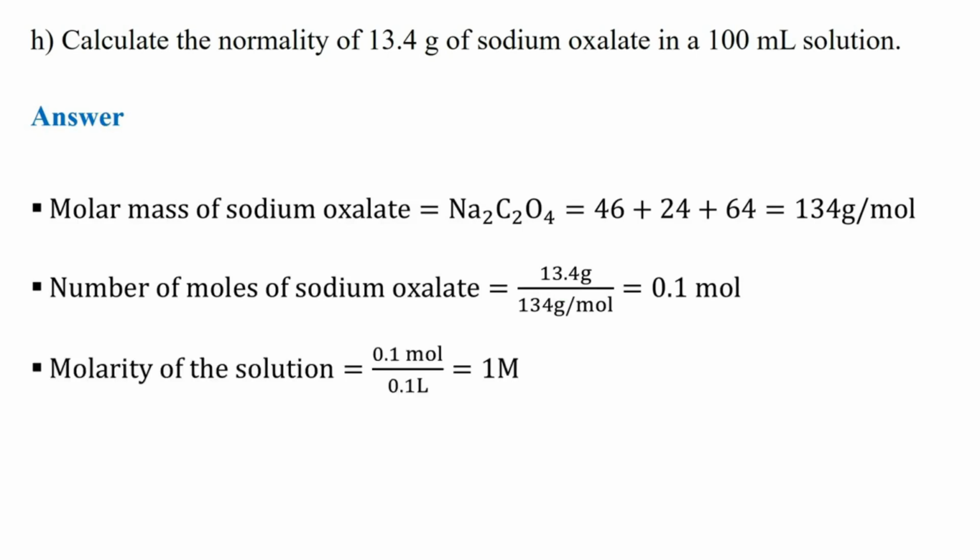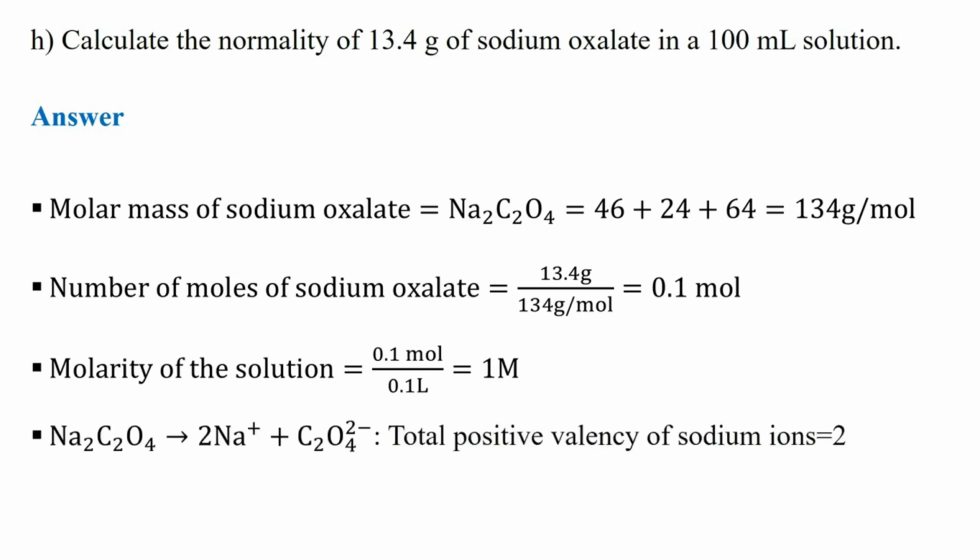The volume is 100 milliliter. We will convert to liter, which will be equal to 0.1 liter. Then we will get 0.1 dividing with 0.1, so we get 1 molar as a molarity. Then after getting the molarity, we will calculate the normality after determining the equivalent per mole.